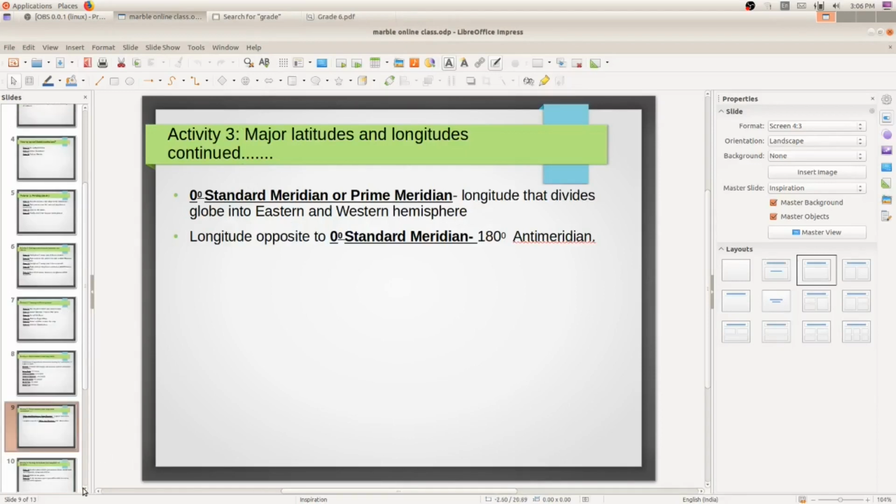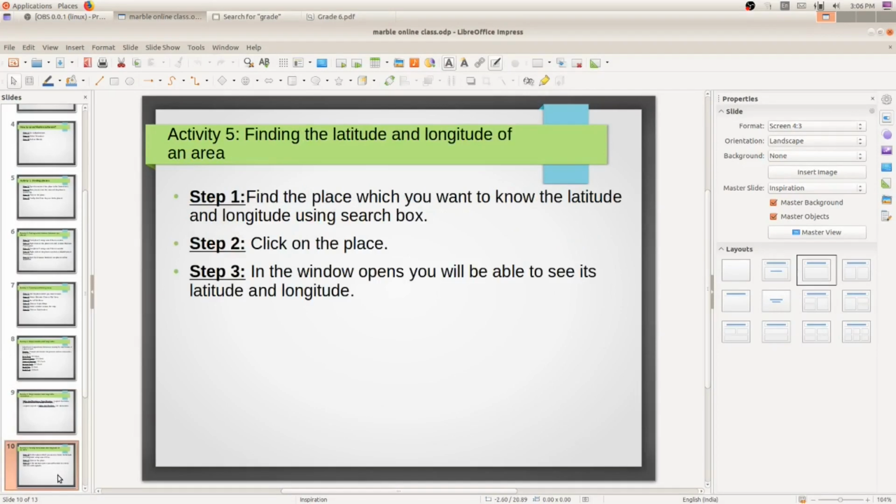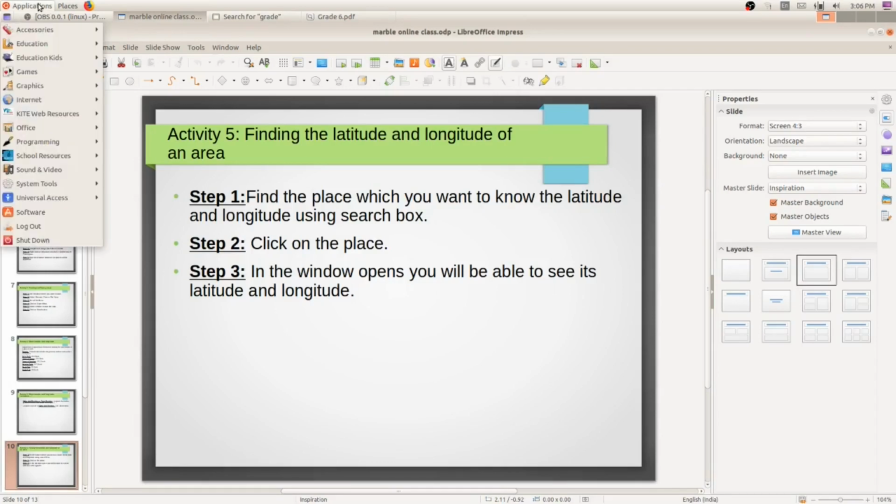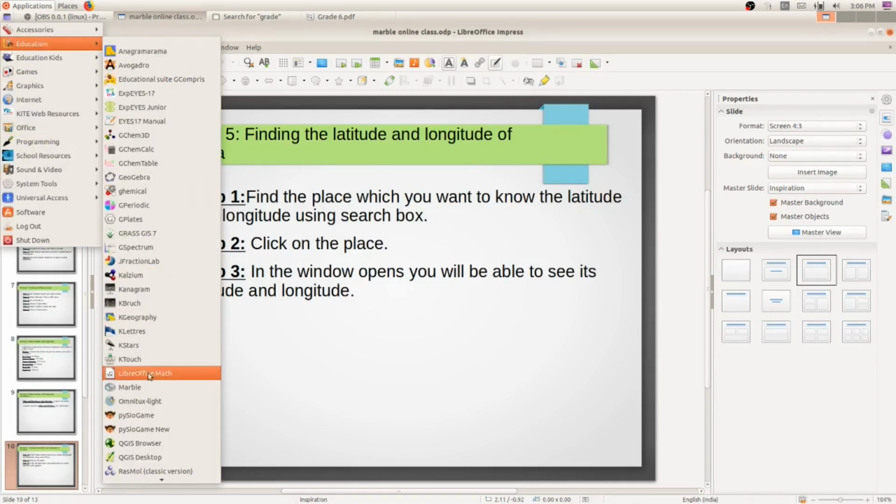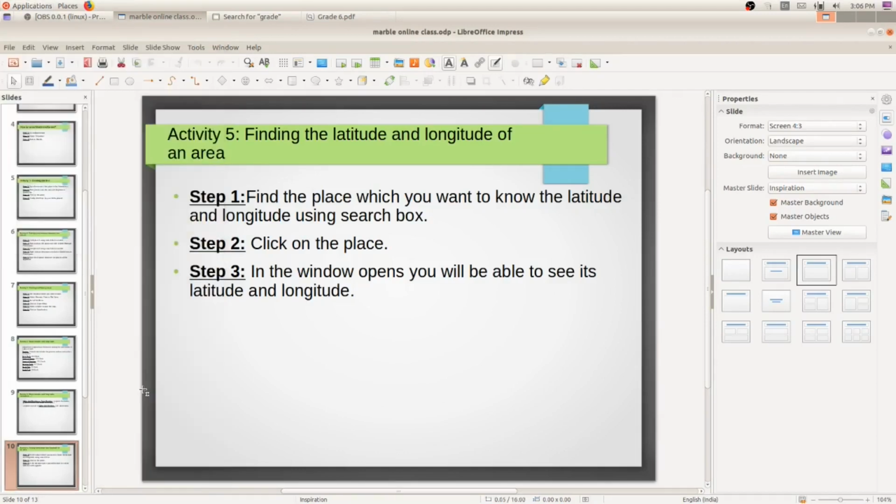Next we will move to our next topic, finding the latitude and longitude of an area. Before going to this topic, let me show you one more thing in our Marble software. So how to take Marble software? Go to application. In that you have to go to education and take Marble. Click on that.